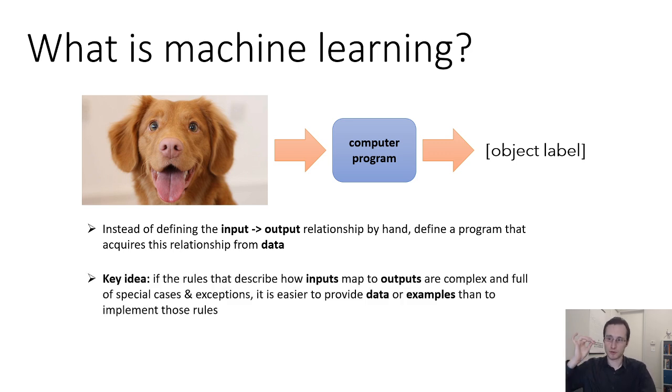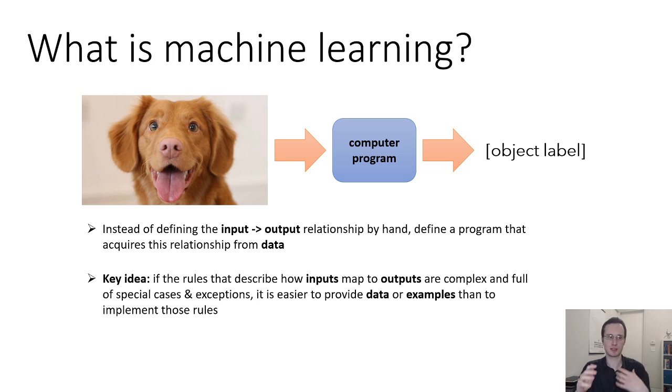So the key idea is that if the rules that describe how inputs map to outputs are complex and full of special cases and exceptions, then it's easier to provide data or examples than to implement those rules by hand. And I know that a lot of what I'm saying here is stuff that you probably already know, because it's pretty clear from the example what I'm going for. I do think it's important to consider these basics, that this is really about situations where the rules that govern the transformation from input to output are complex and full of special cases and exceptions. And that's why we want to use machine learning.